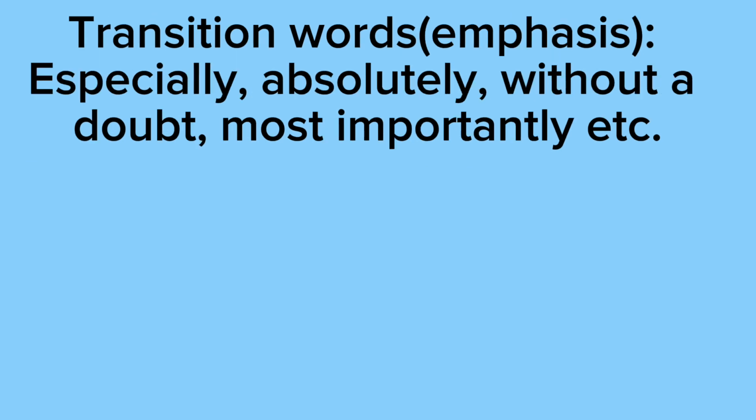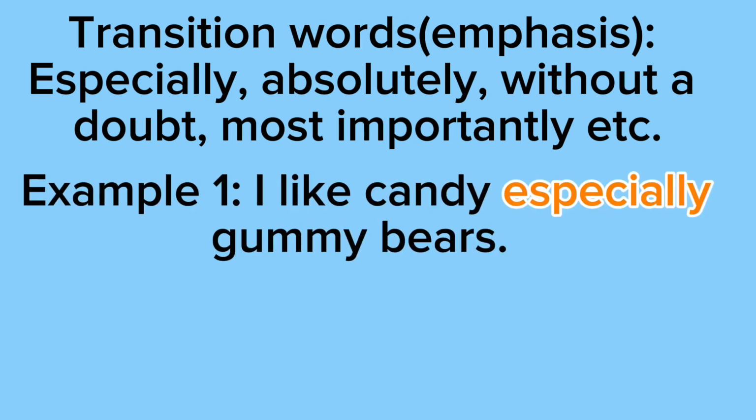Next, we have transition words of emphasis, like especially, absolutely, without a doubt, most importantly, and so on. So example 1 says, I like candy, especially gummy bears. So I like candy, but the candy that I like the most, or one of the candies I like the most, is gummy bears. So I'm emphasizing the candy that I like the most.